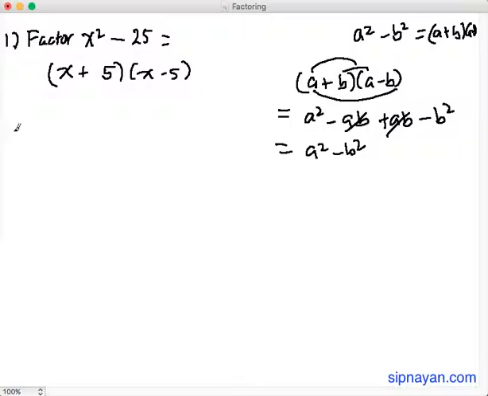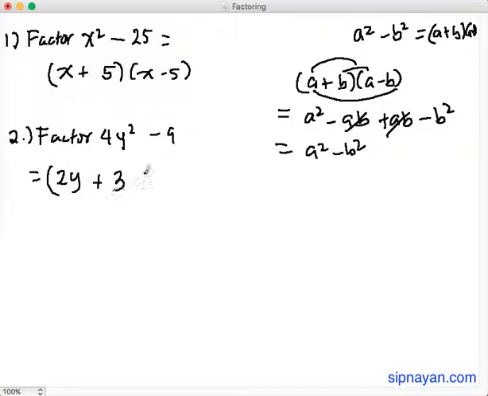Our second example, what is 4y squared minus 9? So this is a difference of two squares, which becomes, of course, the question is still to factor. The square root of 4y squared is 2y, and then the square root of 9 is 3. So we have 2y plus 3 times 2y minus 3.